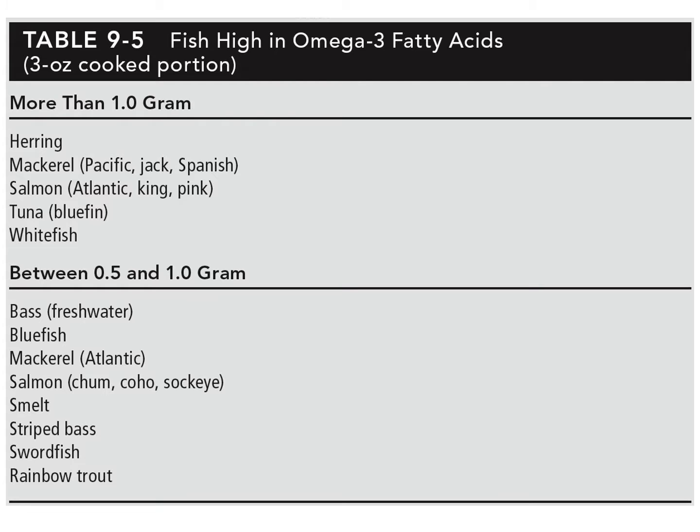And this is a slide simply showing the omega-3 fatty acid content of a 3-ounce cooked portion of different types of fish. So you can see the really fatty fishes: herring, mackerel, salmon, tuna. Those are generally more than 1 gram per serving, and in many cases much higher than that. And the ones below that are good sources, but have a little bit less, so they're not quite as fatty as the ones at the top.